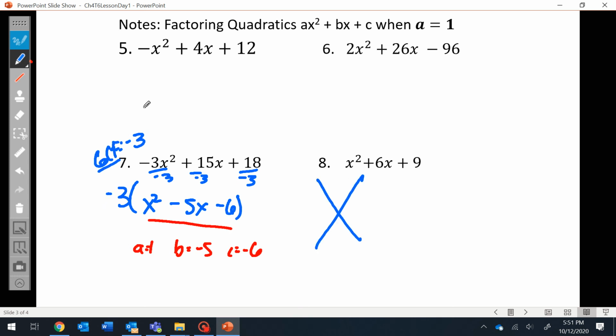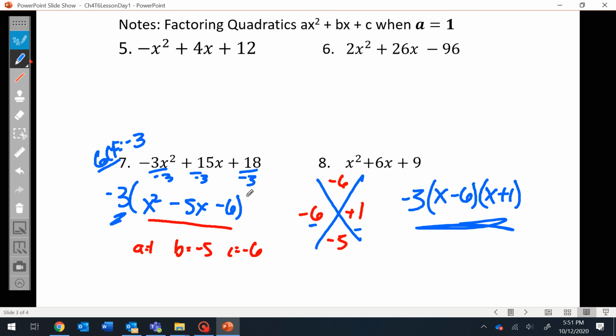Let me use the cross. Up top is a times c, so -6, and the bottom is b, -5. Two numbers that multiply to -6 and add to -5 would be -6 and +1. So the two factors of x squared minus 5x minus 6 are x minus 6 and x plus 1. Don't forget about the GCF. The GCF was -3, so that will be on the outside. So number 7 is -3 times (x minus 6)(x plus 1).